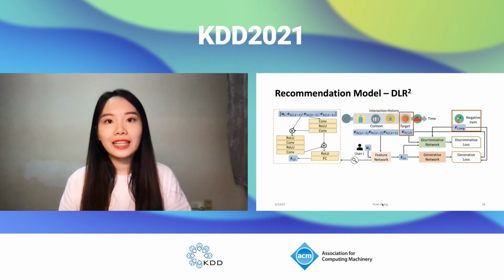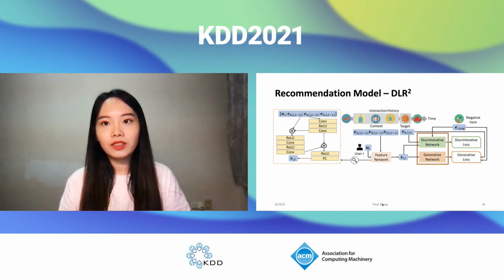We regard the next item to interact as the target item and randomly select an item that has not been interacted with as the negative one. We have three networks. We use the feature network to generate the user's current state, s_t. Then, we feed it into both the discriminative network and the generative network, which exploit complementary aspects of the supervision.